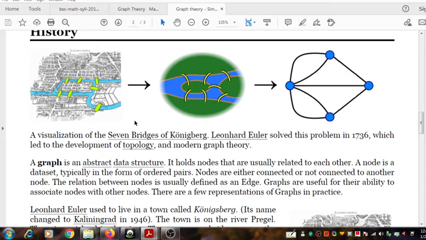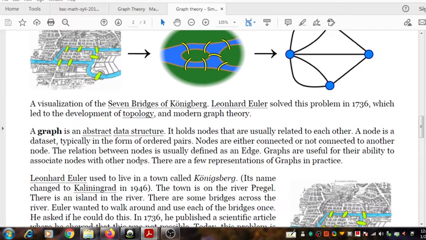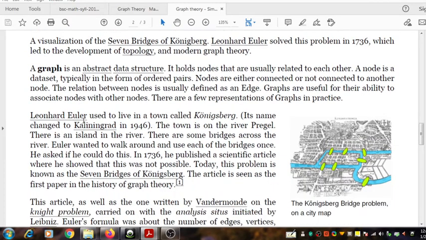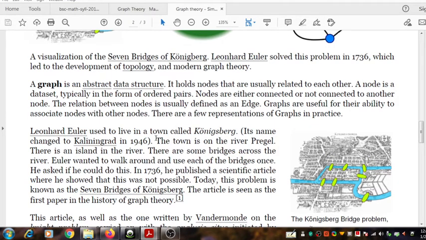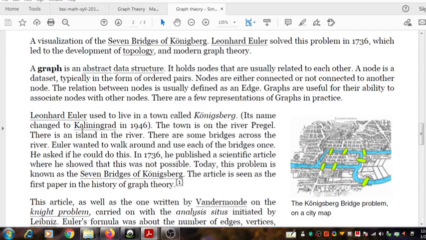To get an idea about why he gave no as the answer, you have to look into that problem closely. So to get more details, let's come to this description. Euler used to live in the town of Konigsberg. Konigsberg is a small town in old Russia, but now the name of the town has changed to Kaliningrad. That was changed in 1946. The town is on the bank of a river. The name of that river is Praga, and there is an island in the river.